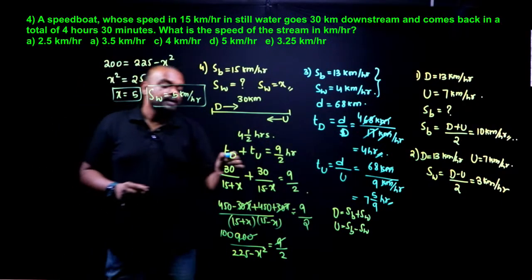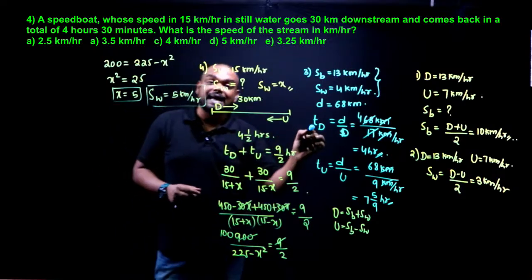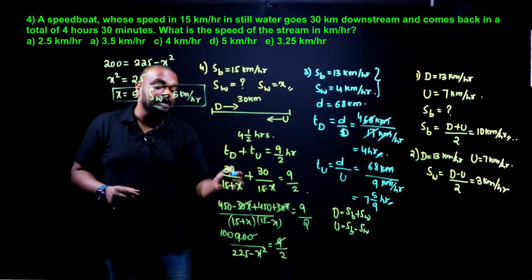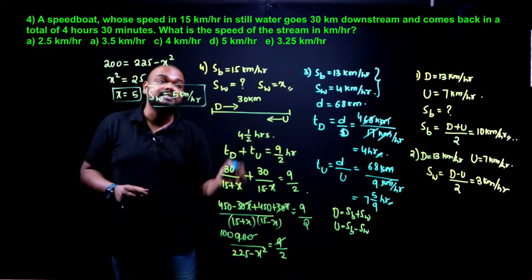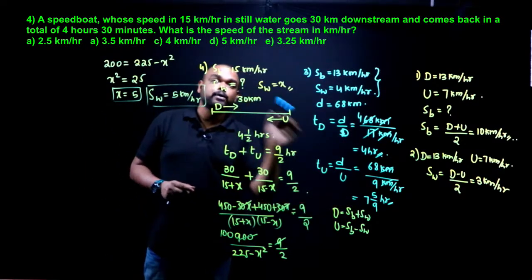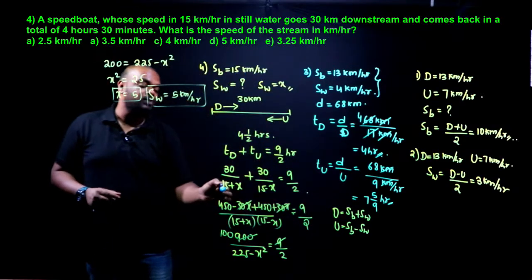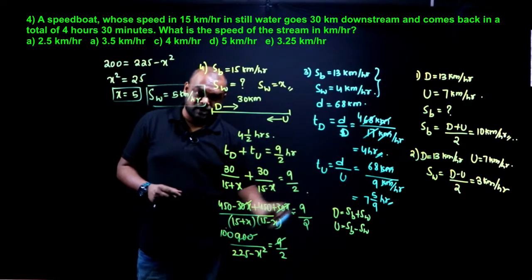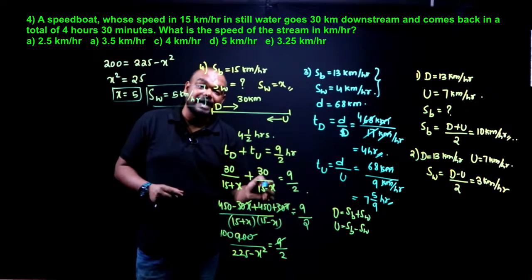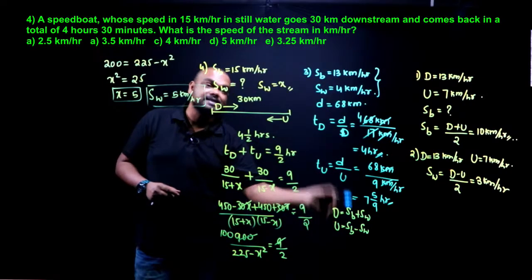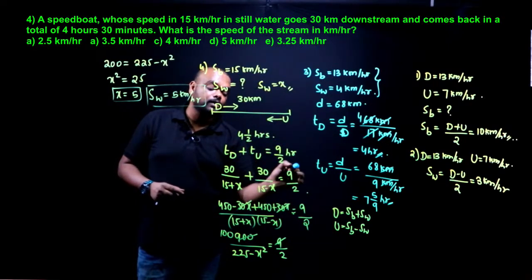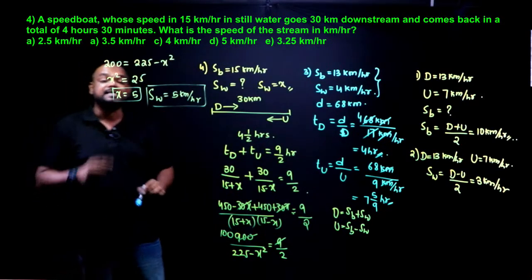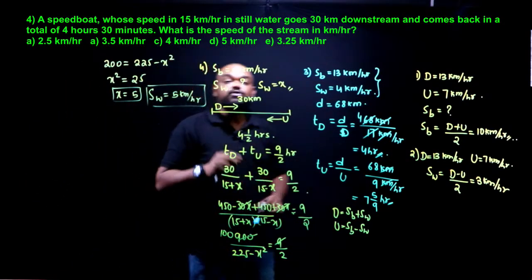Now, time taken during downstream, how do we calculate? Distance by speed. Which speed? Downstream speed. Distance 30 kilometers divided by speed. Downstream speed is SB plus SW, SB 15, SW is x, so 15 plus x. Time taken during upstream: distance by upstream speed. Distance 30 divided by upstream speed, SB minus SW, 15 minus x, that is equal to 9/2. So if we solve this entire equation, we will get SW as 5, that is SW as 5 kilometers per hour.